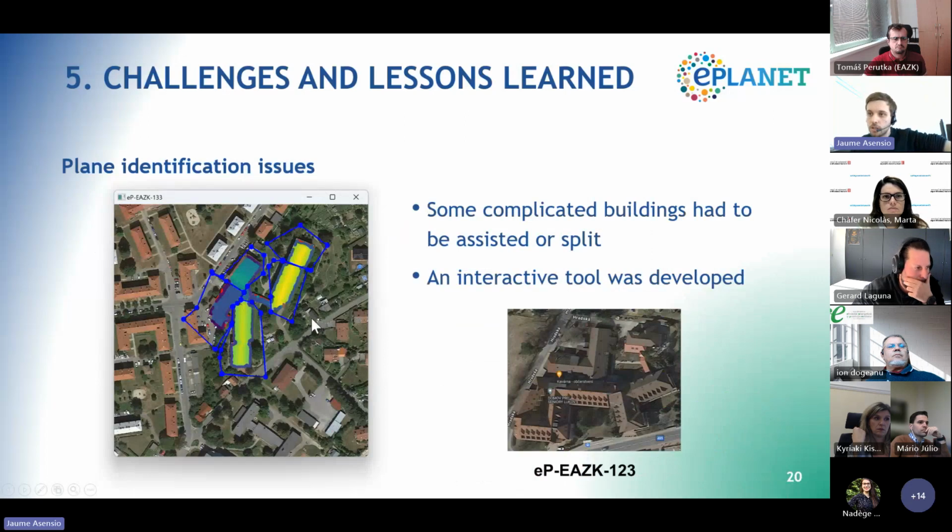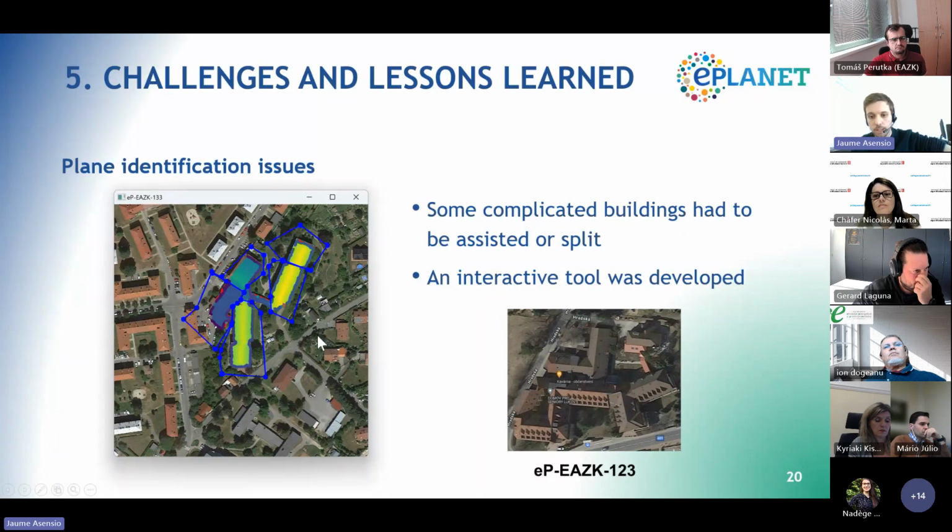Also, the algorithm works best with buildings that have four or five rooftops at most, but we were given some really complicated buildings, such as the one here. This image on the right was treated just like a building, and we had to intervene and aid the program and split it into different sub-buildings, so to speak.